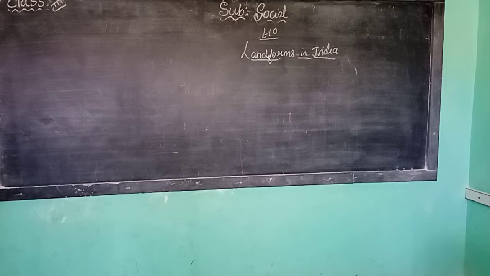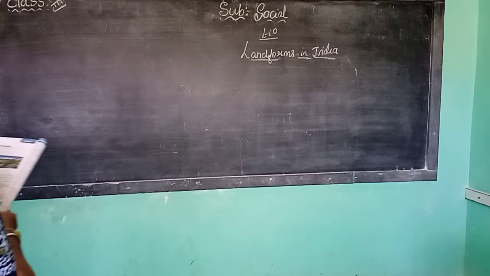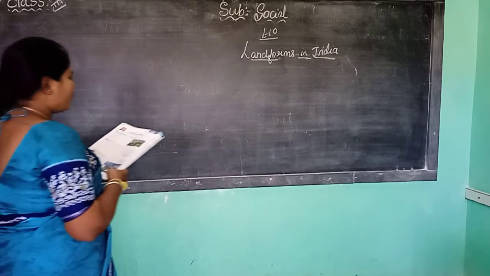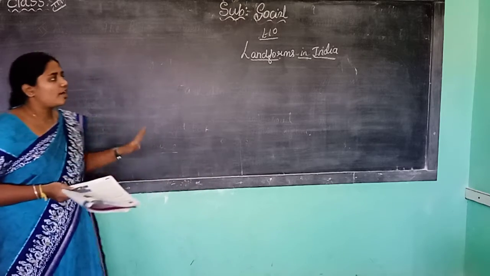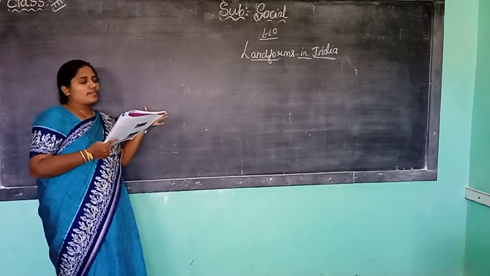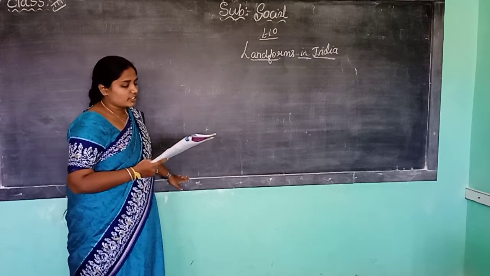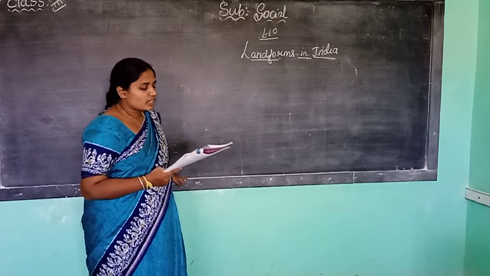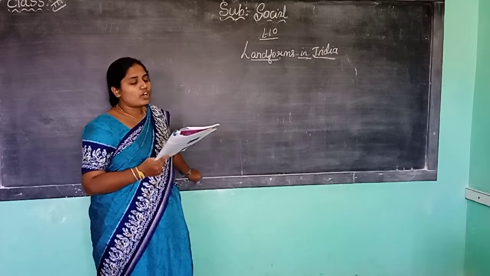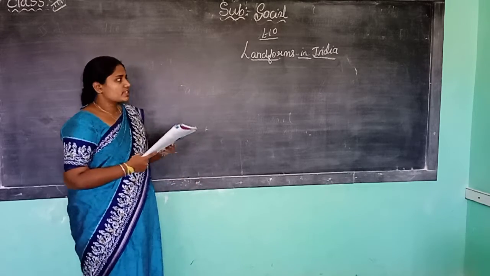So what is landforms? The surface of the earth is a collaboration of various physical features. What is the surface of the earth? There are various physical features. These natural physical features on the earth's surface are called what? Landforms.